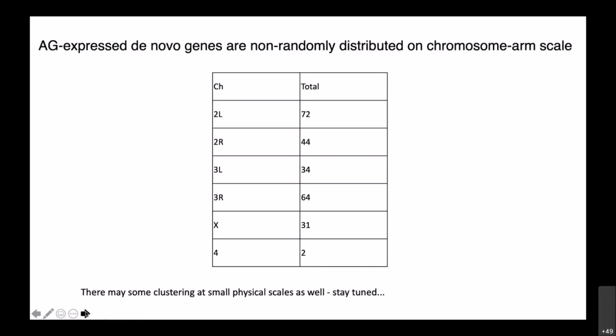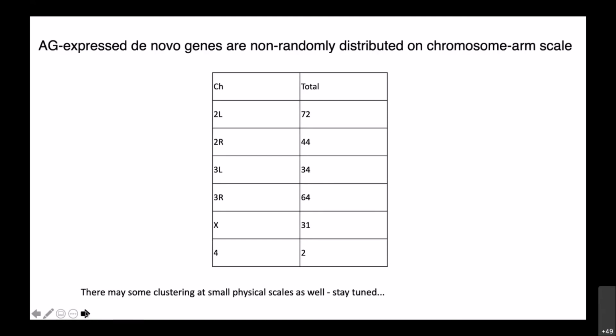Now, when you look at the novel transcripts expressed in the accessory gland, it's very apparent that they're non-randomly distributed on a chromosome-arm scale in 2 ways. First, the X chromosome is underrepresented, compared to the autosomes. That's actually consistent with what we observed in the testis and consistent with patterns of ancestral male-biased genes that tend to be underrepresented on the X. So that's a nice consistency.